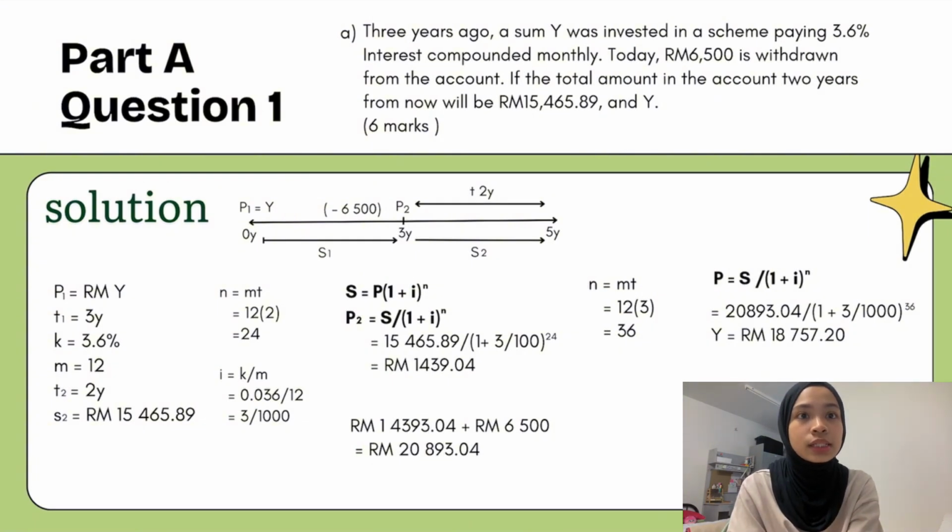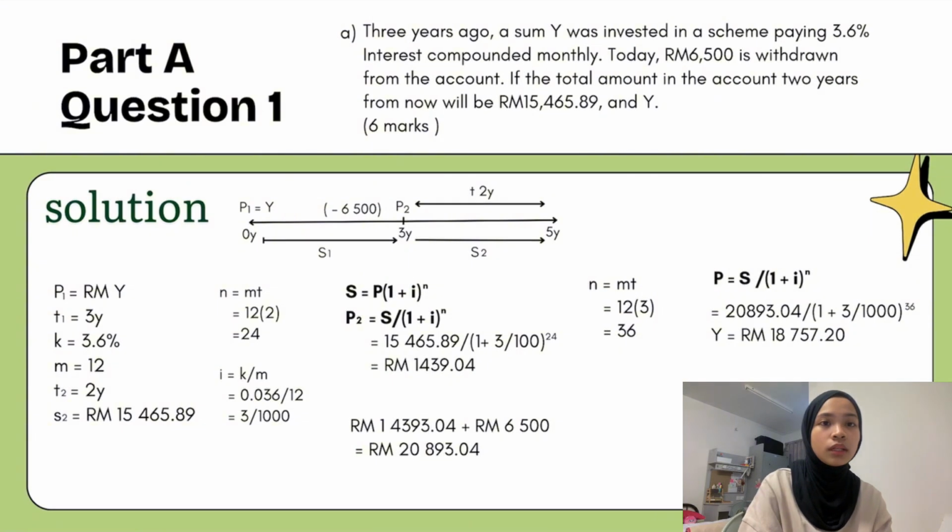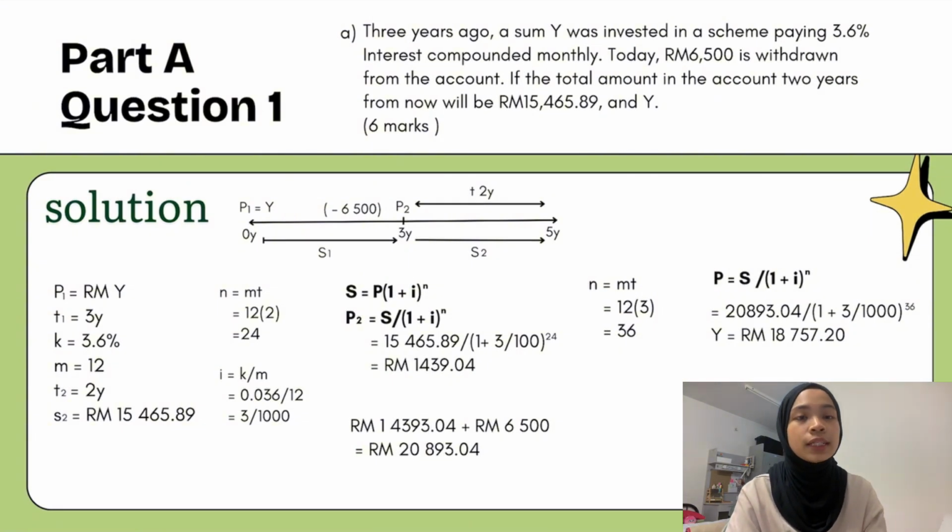Now, let's start our calculation. We use P1 to indicate the value of RM Y since the question mentioned that Y was invested 3 years ago, so obviously Y is the first value of P. Now, we have to fill in the values that we have obtained to the formula of compounded interest in order for us to find the value of P2.